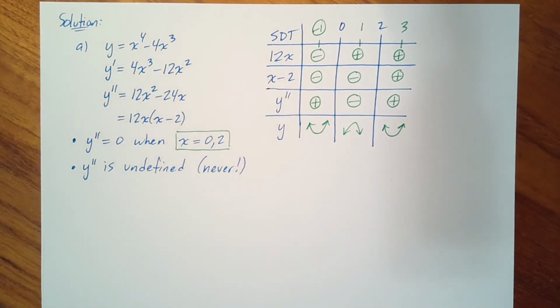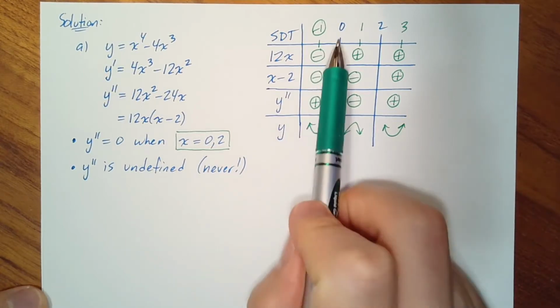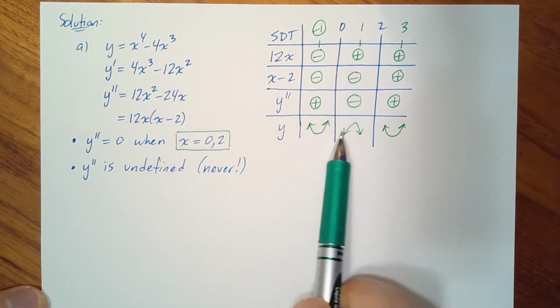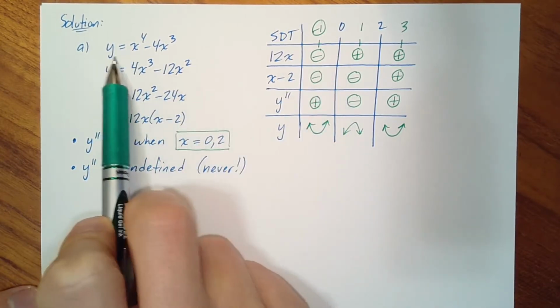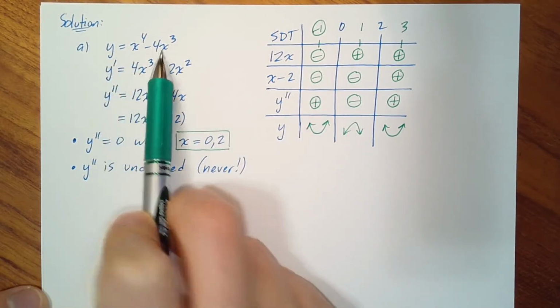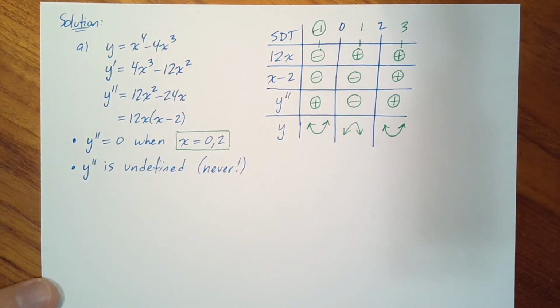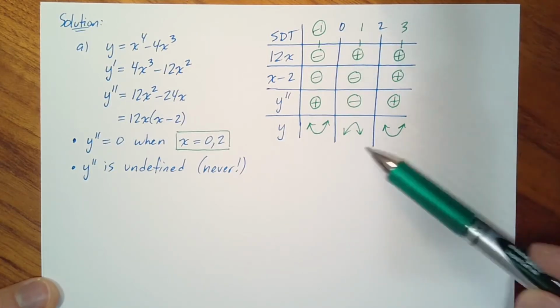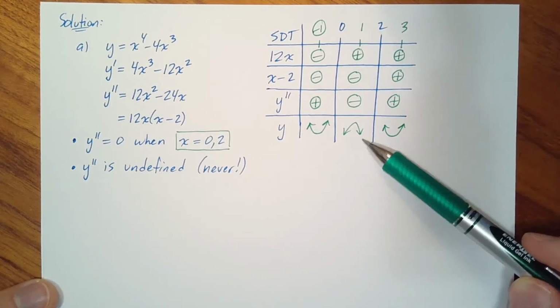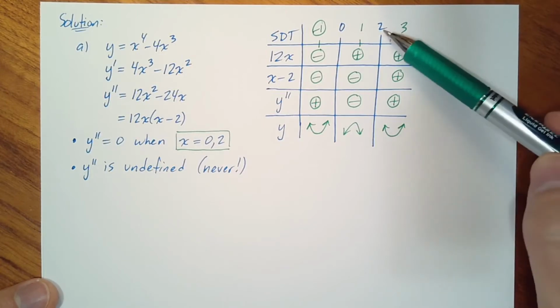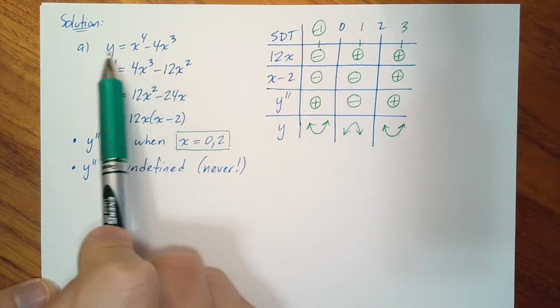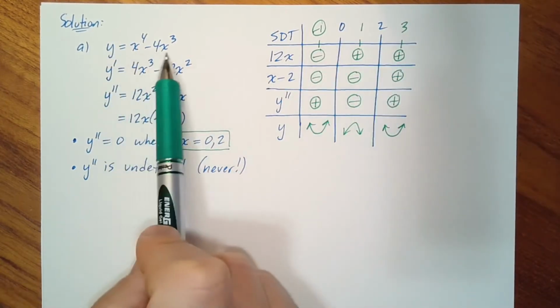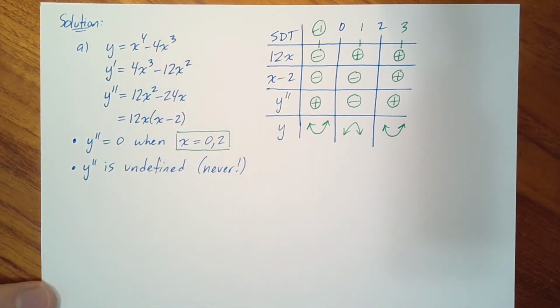Are there going to be any inflection points? Yes. 0 is the location of a concavity change, and 0 is in the domain of this function. So that is going to give us an inflection point. Same with 2, because there's a concavity change here as well. It goes from concave down to concave up. So 2 is the location of an inflection point, because it's in the domain of the function.